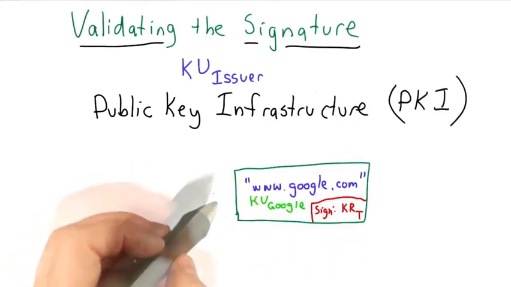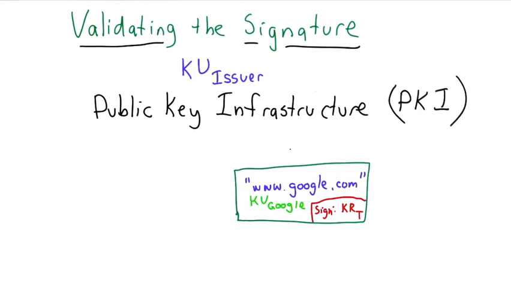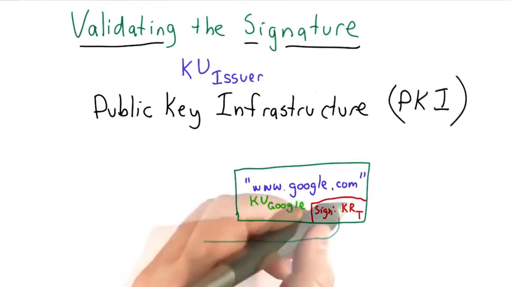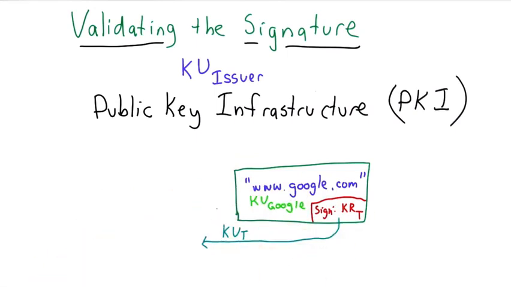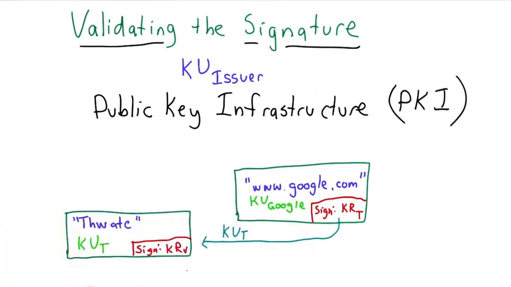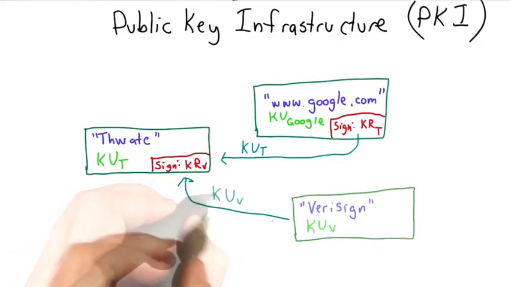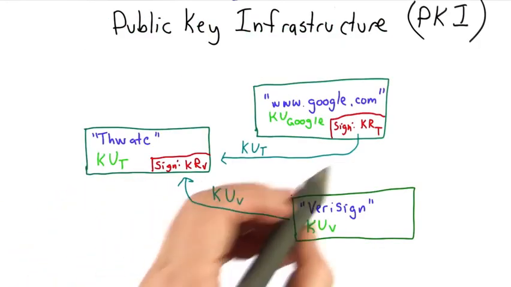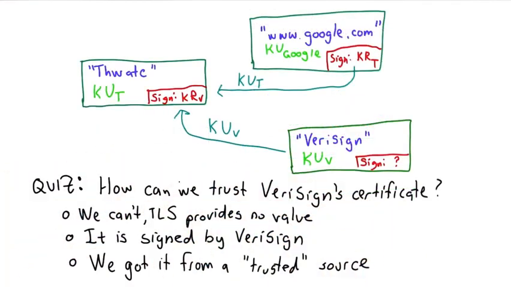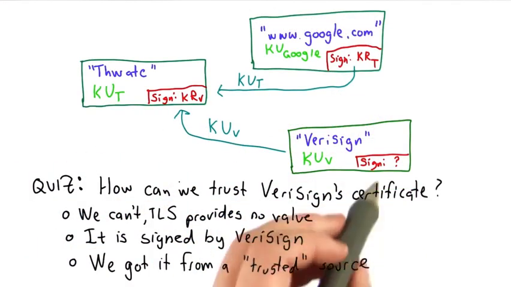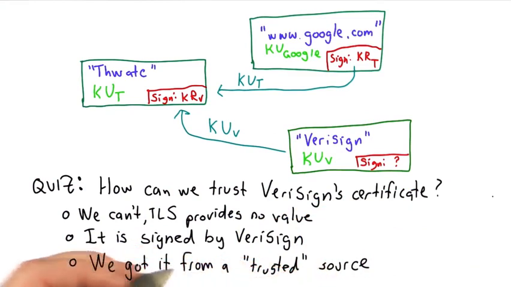So here's what we have. We have a certificate that was sent by Google. It was signed using a private key owned by Thwat Consulting. So to validate that, we need the corresponding public key, which we get from a certificate that was signed by VeriSign. To verify that, we need the public key for VeriSign. And we have that from a certificate, which says it's VeriSign's. So how can we trust VeriSign's certificate? Or do we have to keep going on forever?